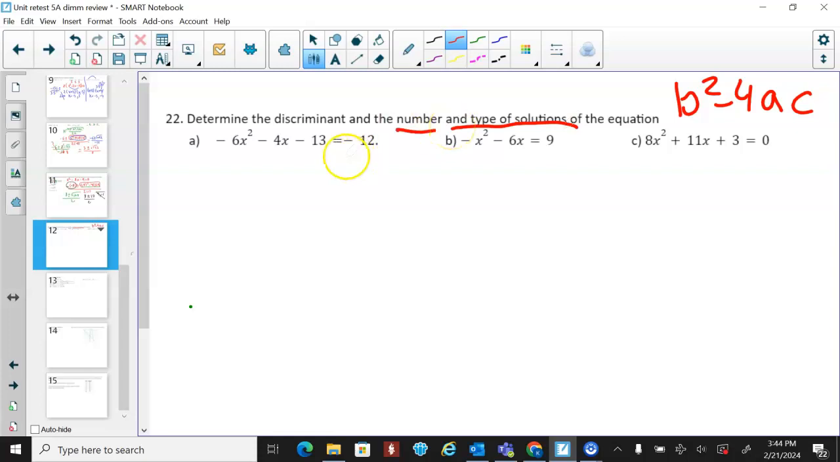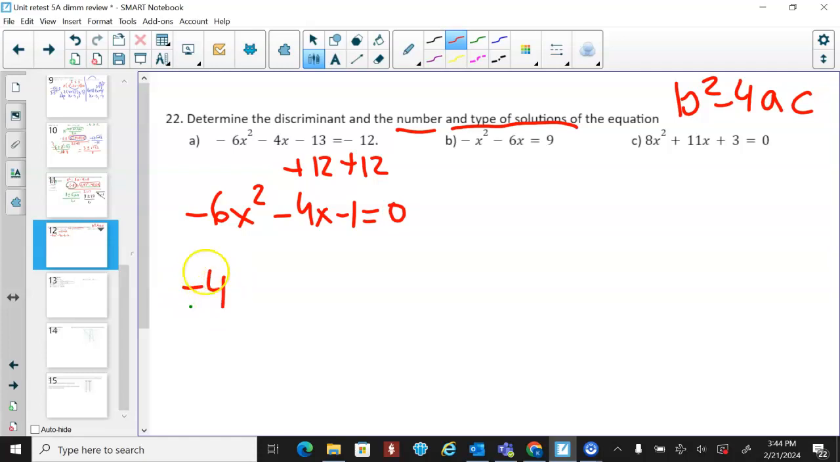Okay, so the first one, we have to move the 12 to the left first because you want to make sure it's equal to 0 before you do anything. You get negative 6x squared minus 4x minus 1 equals 0. Now you are going to put it into the formula, b squared minus 4 times a times c. So I'm just going to set it up for you guys. So it is going to be negative 4 squared minus 4 times negative 6 times negative 1. Okay, when you put this all into the calculator, all right, you are going to get negative 8.